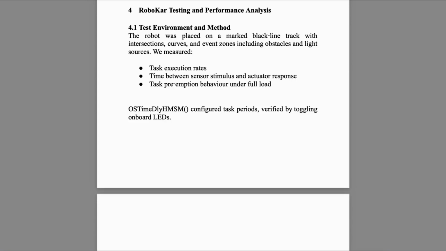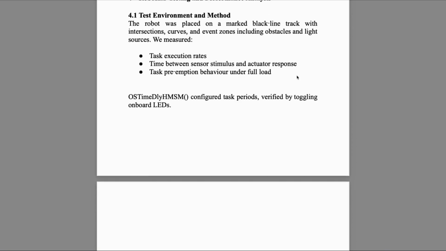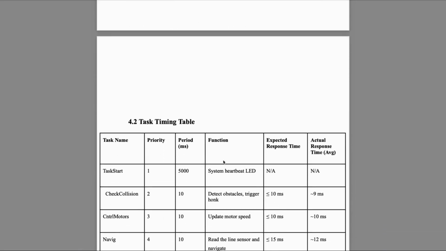Thank you. For the RoboKar testing and performance analysis, the robot was placed on a marked black line track with intersections, curves, and event zones, which included obstacles as well as light sources. We measured the task execution rates, the time between the sensor stimulus and actuator response, as well as the task preemption behavior under full load. In the code, the OSTimeDlyHMSM configured the task periods, which was verified by toggling the onboard LEDs.